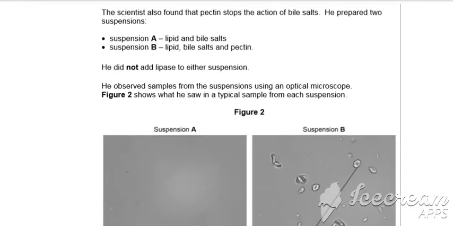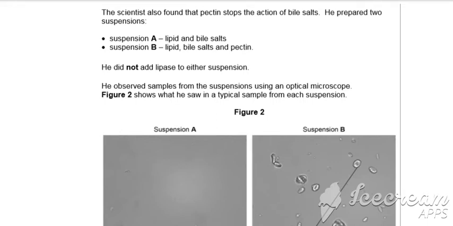So if we look back and see what suspension A contained, it contained lipid and bile salts. Suspension B contained lipid, bile salts and pectin, and the scientist found that pectin had stopped the action of the bile salts. He did not add lipase to either suspension. But in suspension A, we can't see any of those lipid droplets.